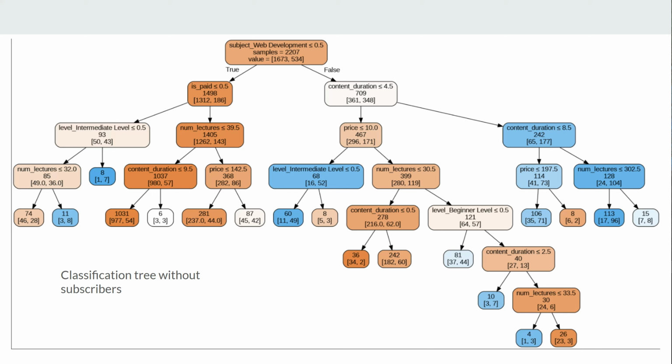If it is, well, we don't have any pure nodes to follow, but we can try to get to an almost pure node over here on the left, where 7 out of 8 are high review courses. So if it's not a web development course and it is not paid for, and it is an intermediate level course, we can see that 7 out of 8 are high review courses.